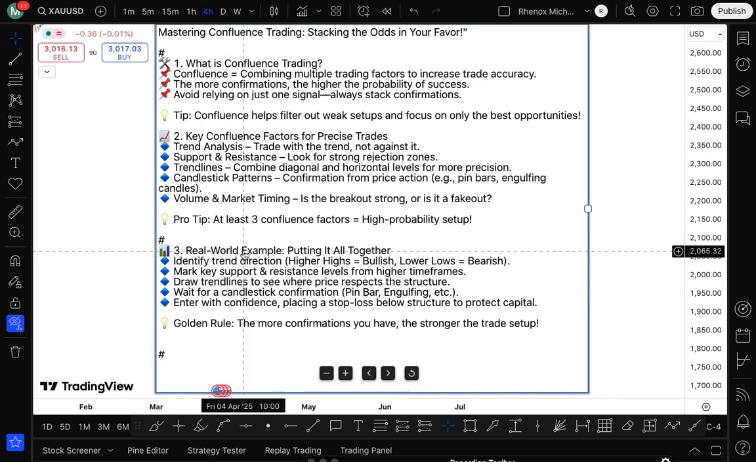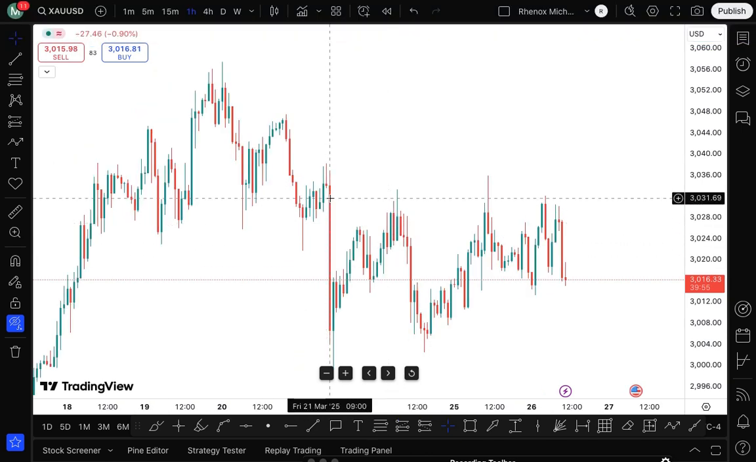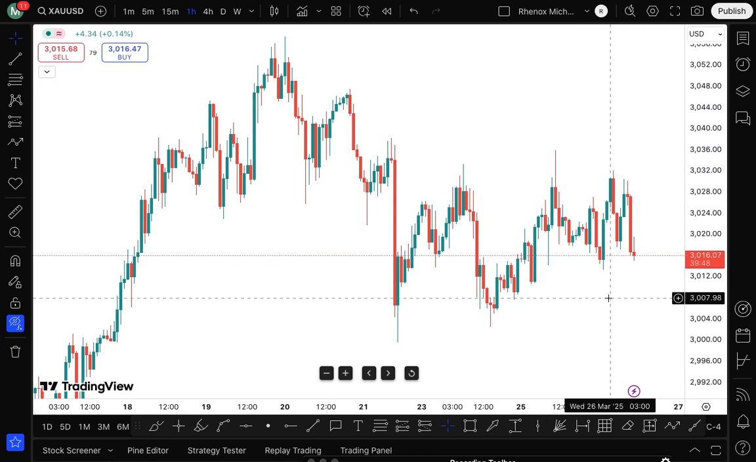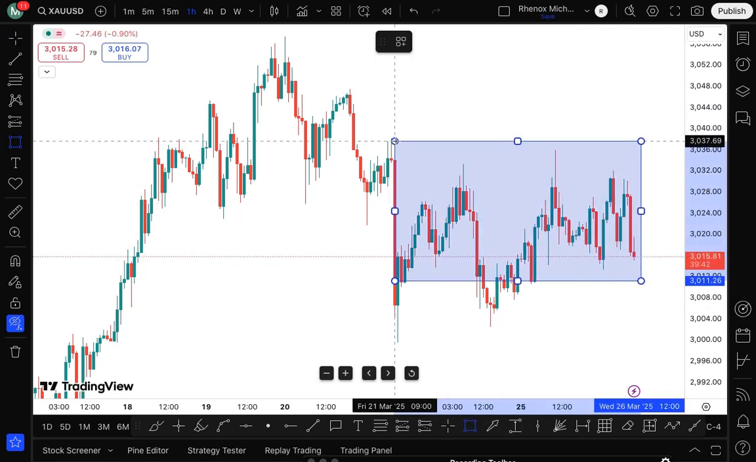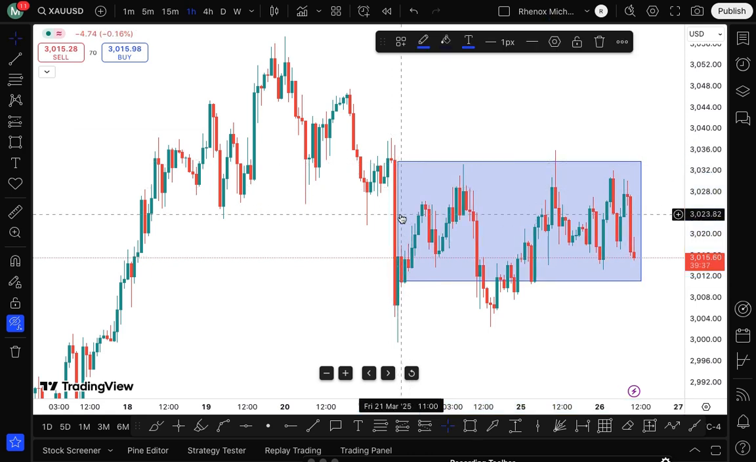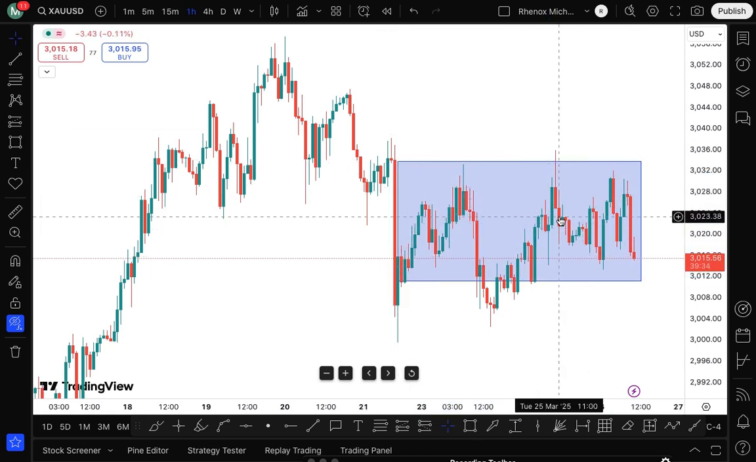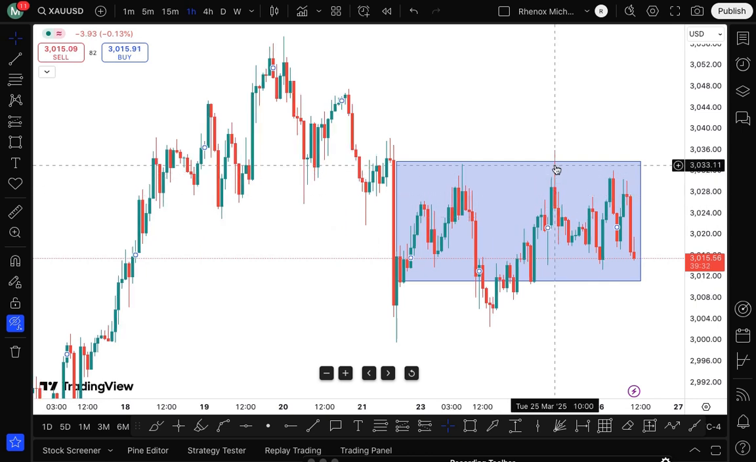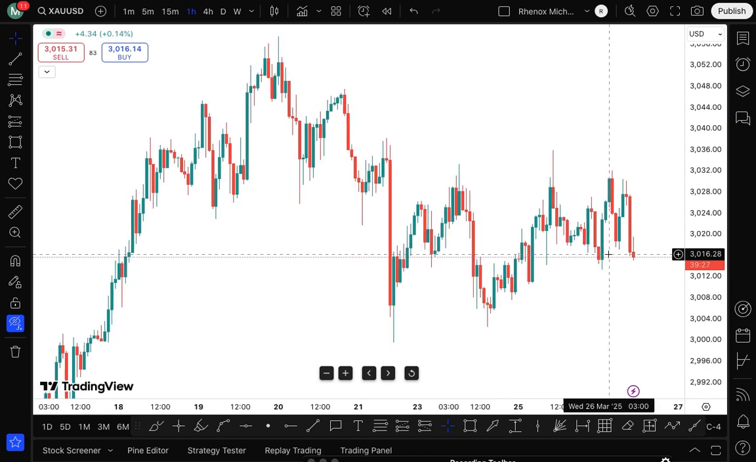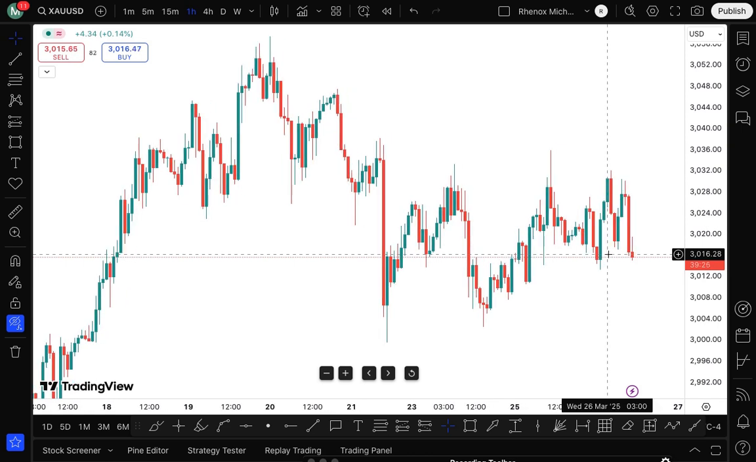Right now we're going to do a real world example here. So let's move to the chart. Currently on gold, we can all see that the chart is more like in a consolidation. At the moment, you see price just keeps going up and down. So we are still hanging within this range here. What would this tell me? This will tell me that I shouldn't look for just one direction.